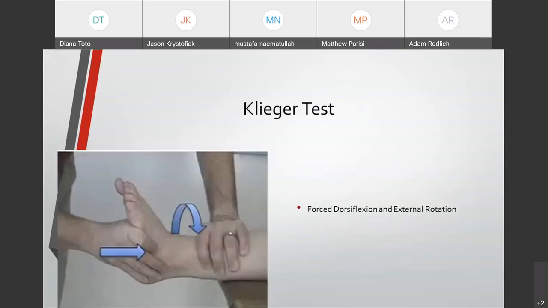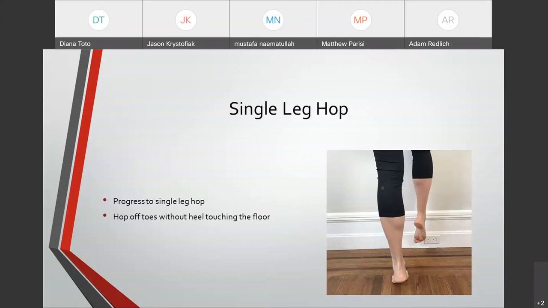Some special tests include the Kleiger test. So this is forced dorsiflexion and external rotation. Next, we have the single leg hop. This is a progressive test. First you want to make sure that the patient can go up on two toes, then do a single leg toe lift, then do a double leg hop, and then do a single leg hop.